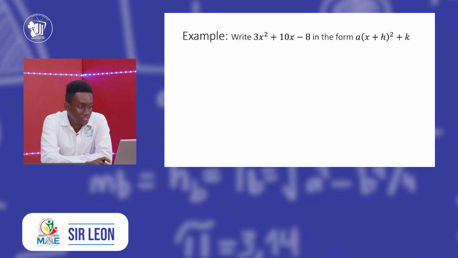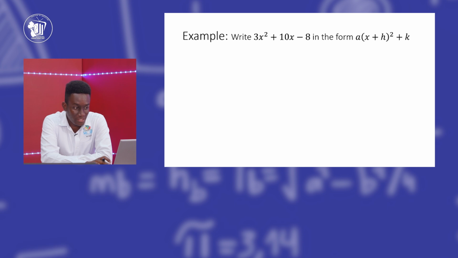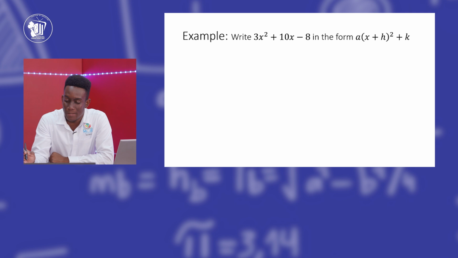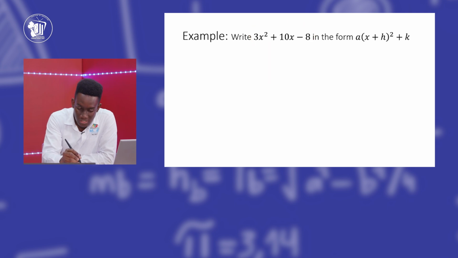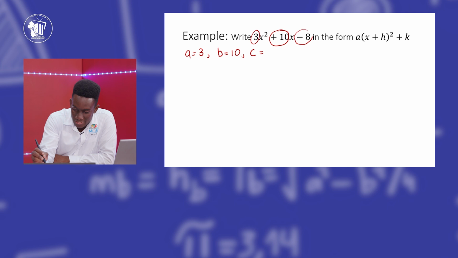So I want to write 3x squared plus 10x minus 8 in the form a open bracket x plus h close bracket squared plus k. So first thing we need to do is identify what is a, b, and c in this quadratic. So from this quadratic, we see a would be equal to 3. b would be equal to 10. And c would be equal to negative 8.